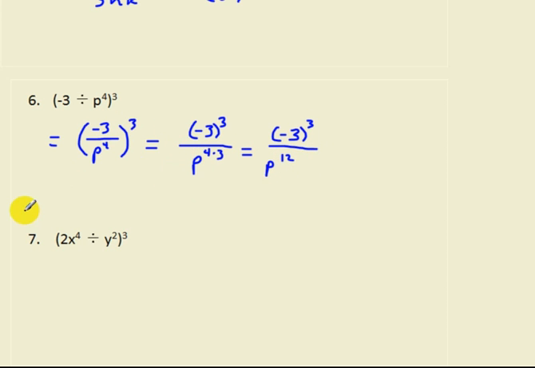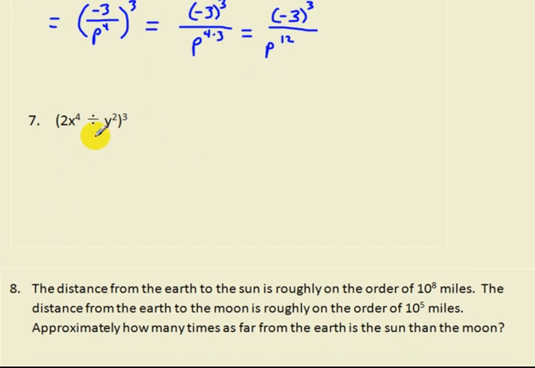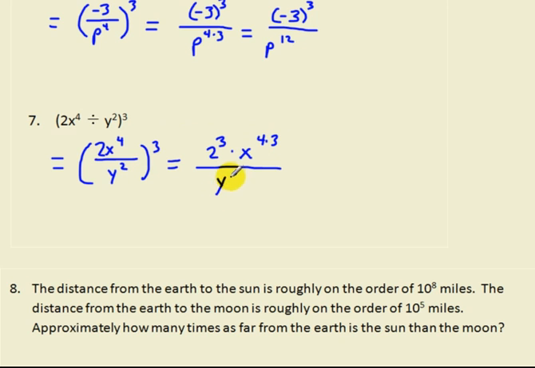Okay, not so bad, right? On number 7, we have 2x to the 4th divided by y squared, all raised to the 3rd power. So this is equal to 2x to the 4th over y squared, all raised to the 3rd power. So in the numerator, I'm going to deal with that coefficient separately. So this is 2 cubed times, and then we have x. Again, we have to multiply the powers, 4 times 3. And then same thing in the denominator, multiply the powers, 2 times 3.